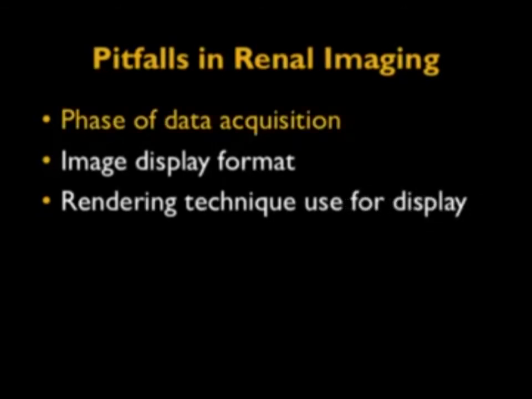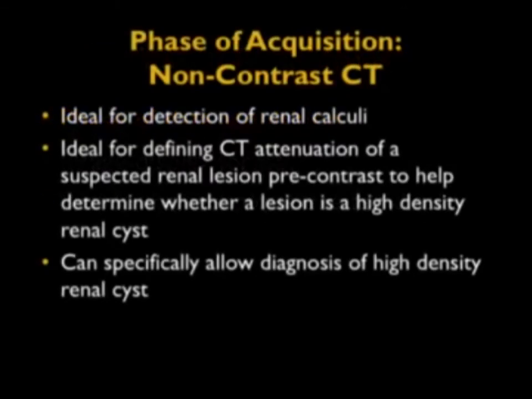If I look at the phase of acquisition, that's where non-contrast comes in. Now, I will say in the patient with hematuria, a suspected renal mass, non-contrast is very valuable to me because non-contrast really gives me ground truth. I know exactly what the lesion's density is, and so when I give contrast, I know whether or not it's enhancing or whether it's just a high-density renal cyst. From those images, I can be very specific something's a high-density renal cyst when it measures over 70 Hounsfield units on non-contrast and is well defined.